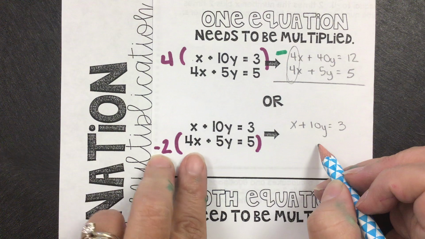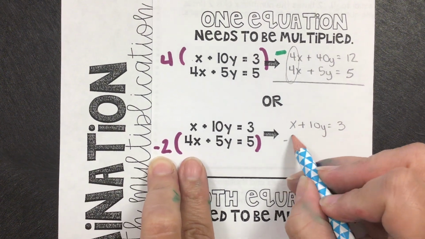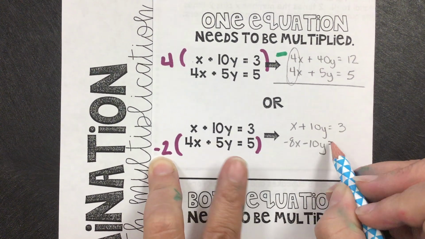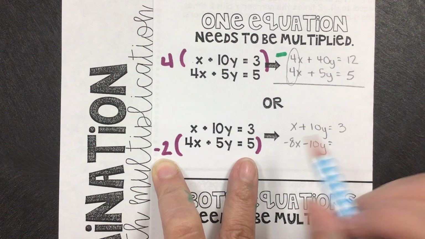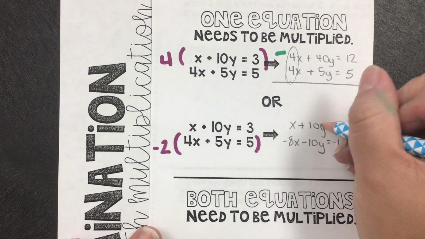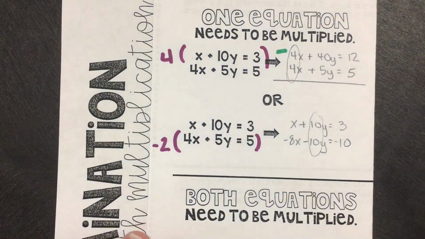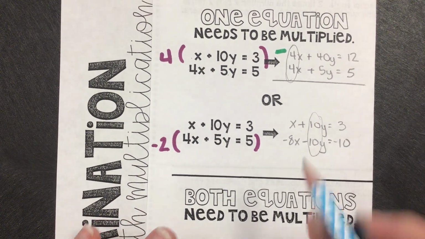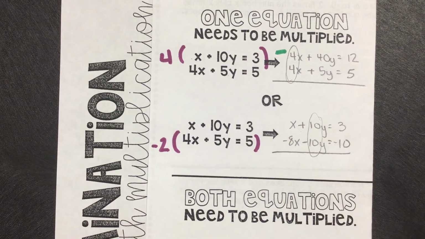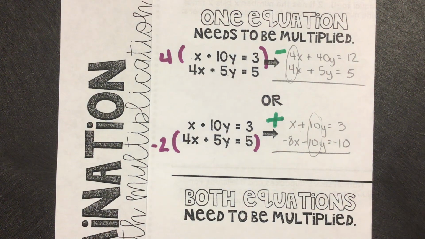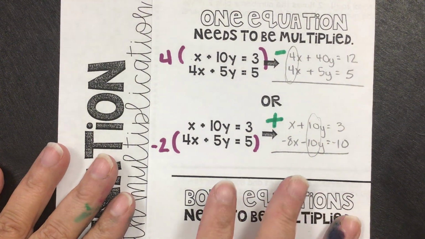And then the other one we have to multiply by negative 2. So negative 2 times 4 is a negative 8x. Negative 2 times 5 is a negative 10y. And then the constant is negative 2 times 5, which gives me negative 10. And again, we're looking for the same coefficient in front of the variable, but now these two signs are different. So we have to add. Let's go ahead and finish the problem. If you'll fold it inside.